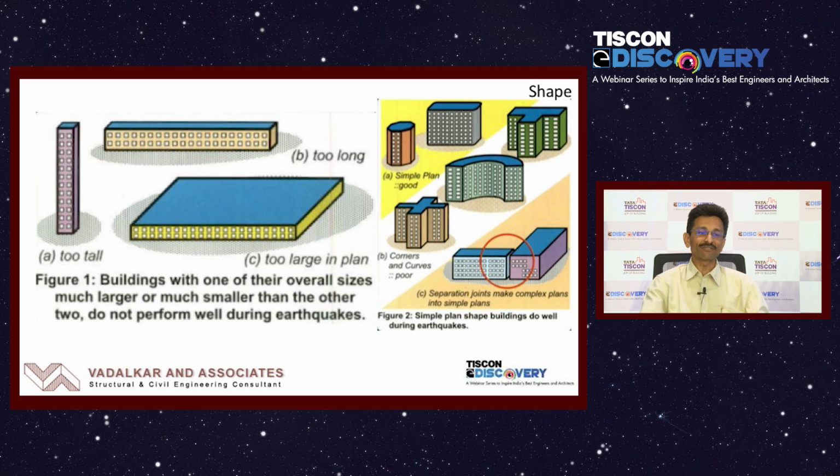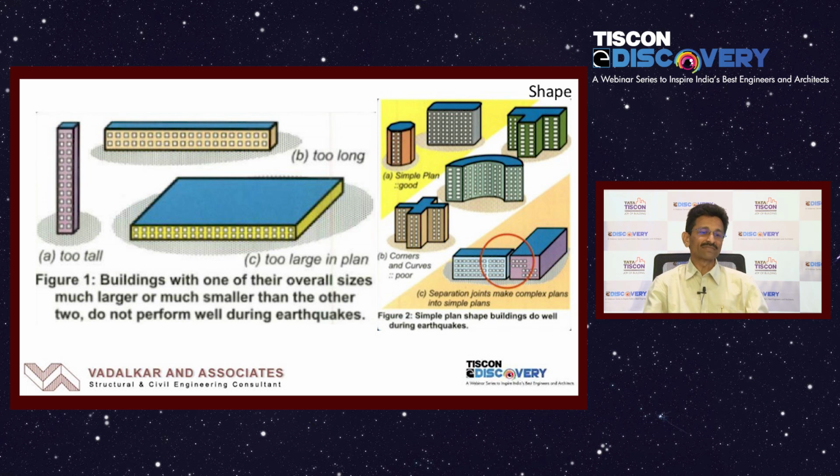So what should we have? We should have very simple types of plans like this, symmetrical structures. And very complex structures with curves and all are not desirable as far as seismic loads and earthquakes are concerned. Then if you have some kind of L-type shape of the building, it is desirable to have expansion joints, or separation joints as they are called, just to separate the structure into simple shapes. That is desirable.